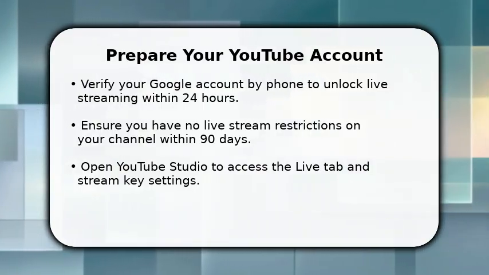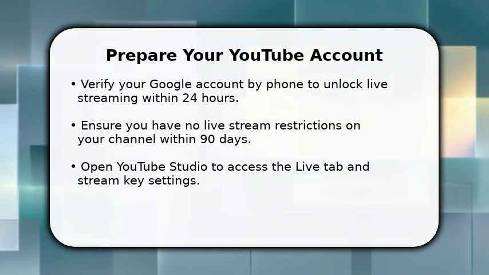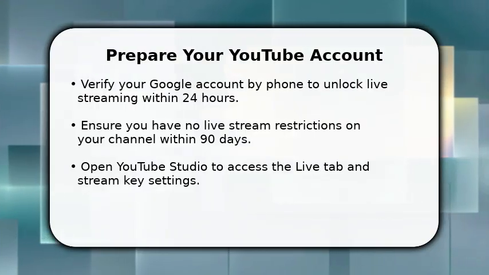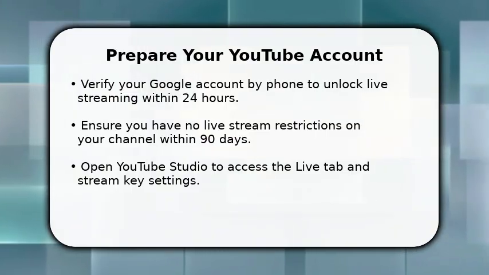Open YouTube Studio on desktop to start the activation process. Click the Create button, then select Go Live to access initial tools. You will see the Live tab where you manage keys and settings for streaming.